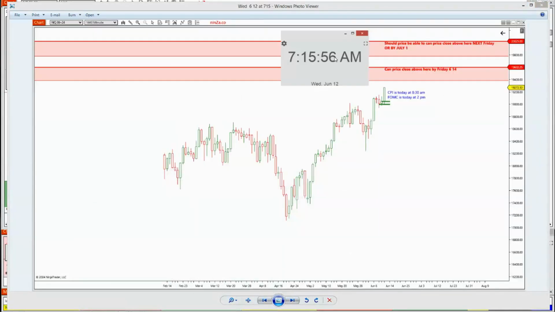Now, this morning at 7:15, I took this snapshot. I've known that these levels were there before I took the snapshot, but I just had it on my mind to go ahead and do it. So here's the snapshot. We had the FOMC coming at 2 o'clock.